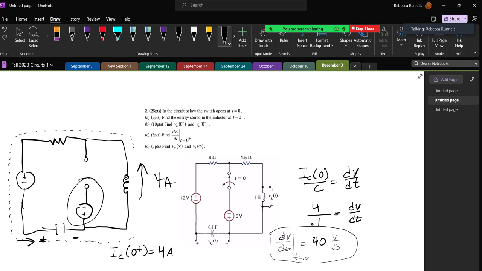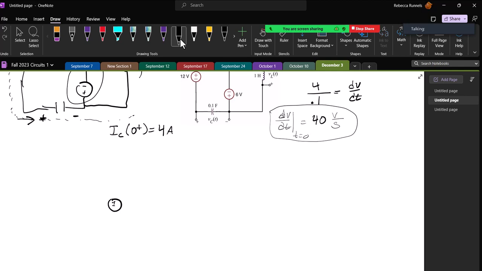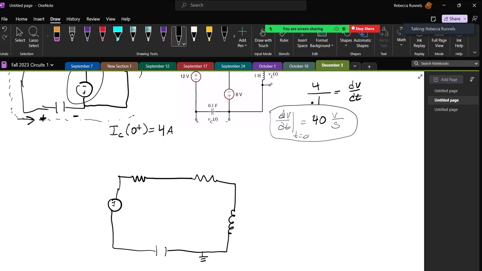Okay, now the last thing I need is to find VC at infinity and VL at infinity. So let me draw my circuit.